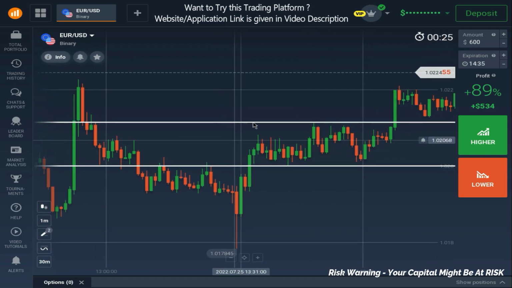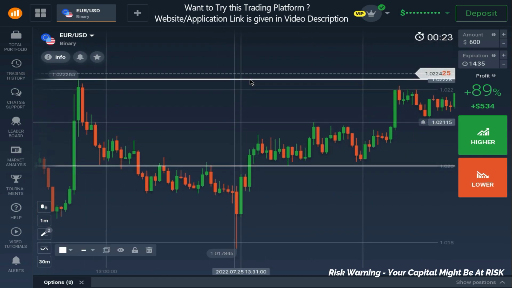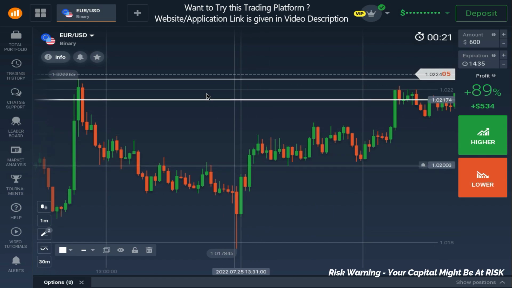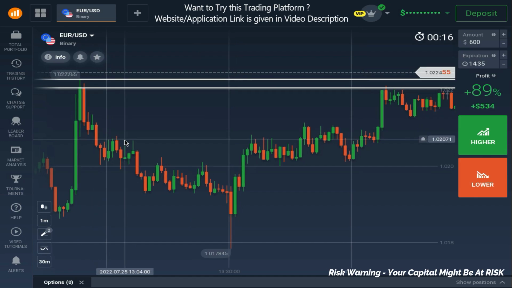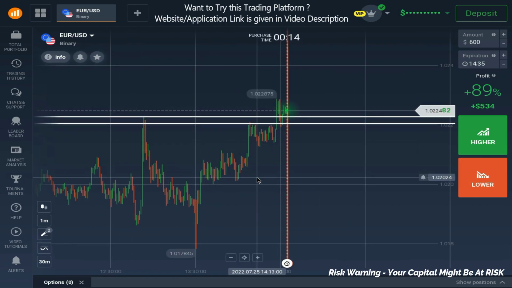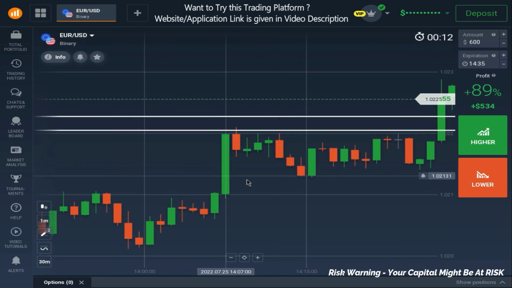The first reason is the presence of an extreme level of resistance. You can see this is an extreme level of resistance, and we all know that they are really strong, and that's why, as this candle closes very near to this resistance level, I didn't take the trade. So this was the most important reason.